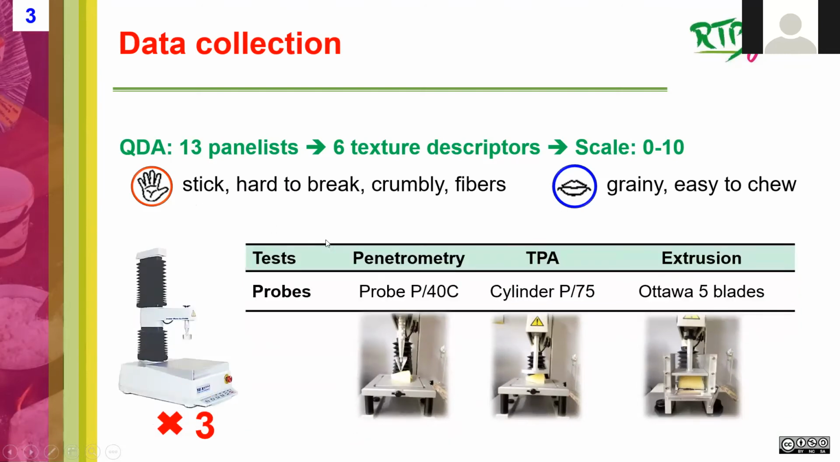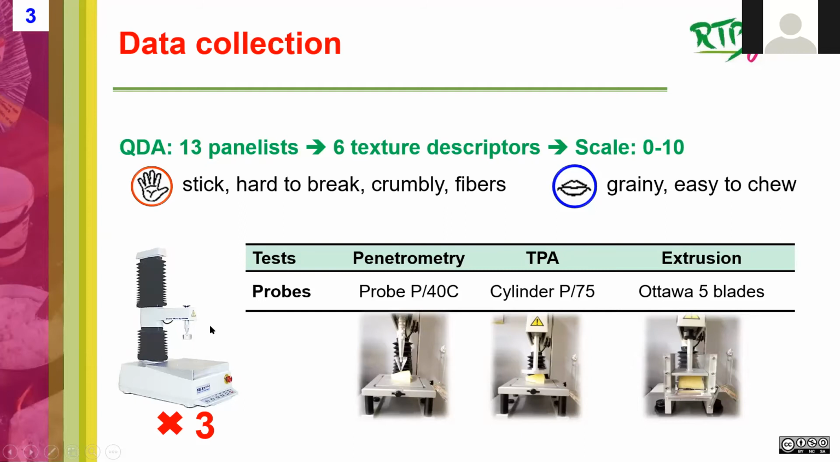Concerning the instrumental texture parameters, we use 3 tests: the penetrometry test, the TPA test, and the extrusion test. For each of these tests, each sample from one cooking batch was analyzed in triplicate, so we have 3 assays for each test. So it means 9 assays, because we have 3 replicates at the instrumental measurements, and also 3 cooking batches for each sample.